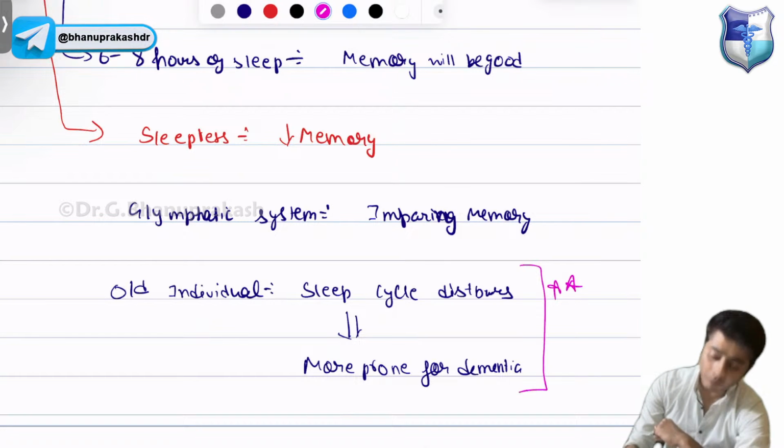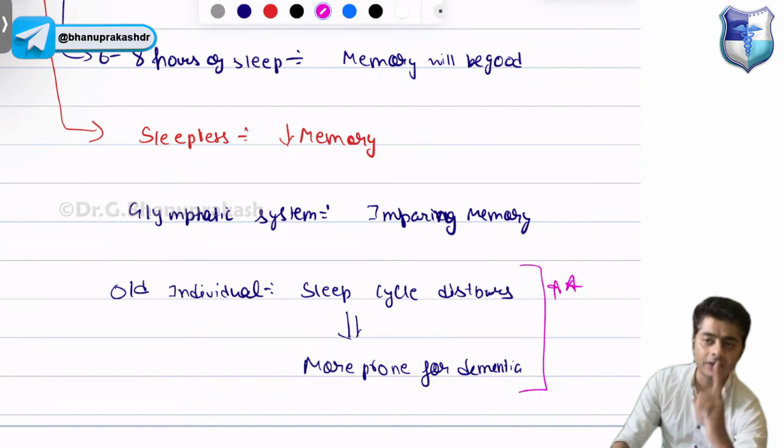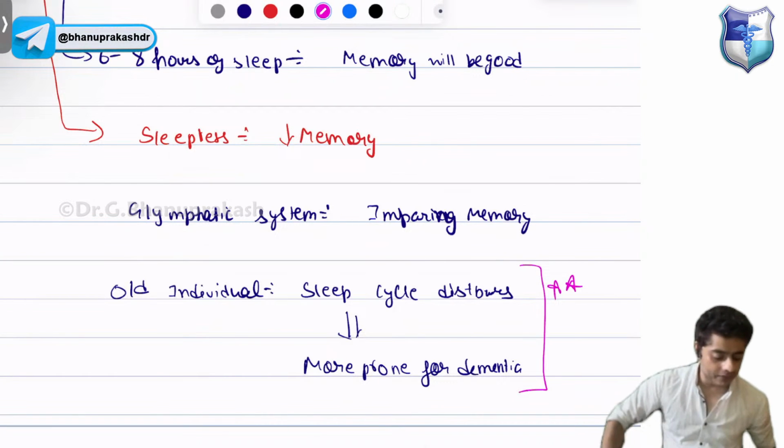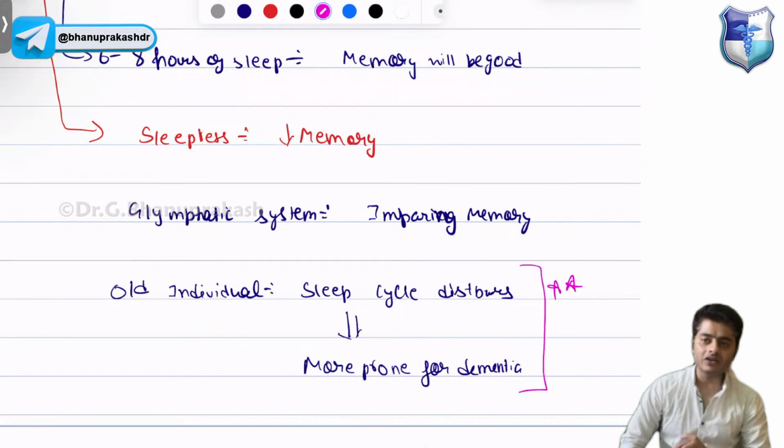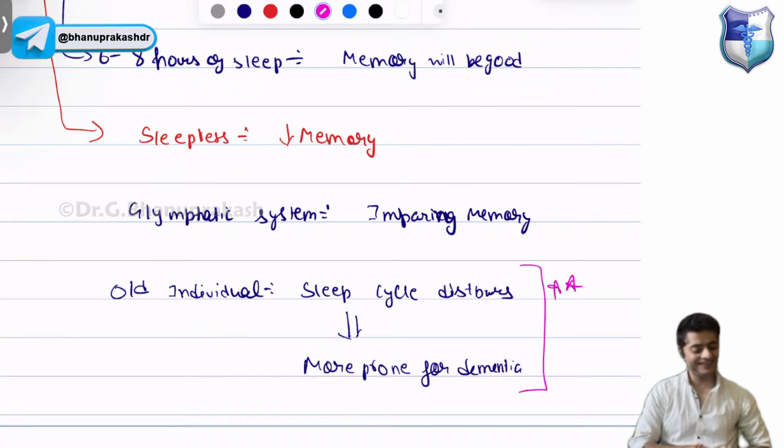So the most important thing in your life is your sleep. What is most important in life? Sleep. Everything else comes after that. Most important is your sleep. Okay.